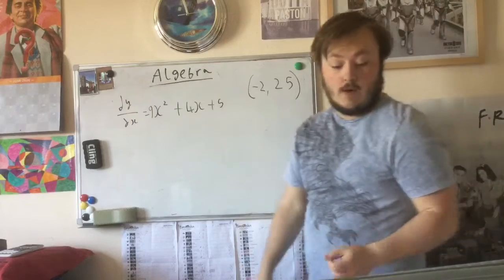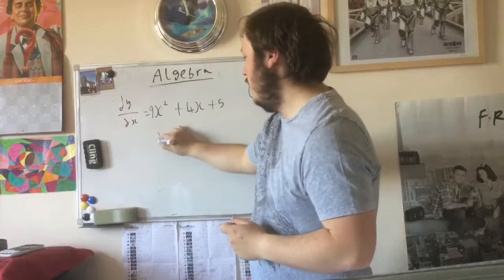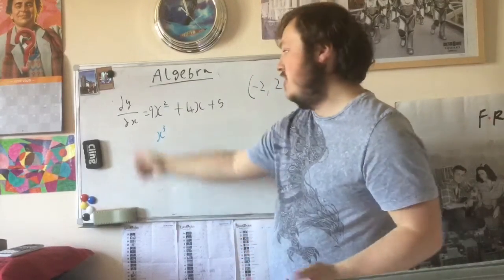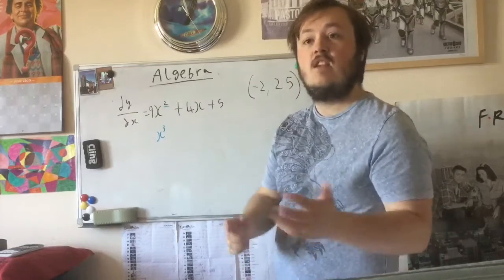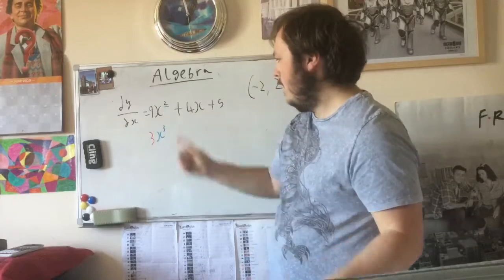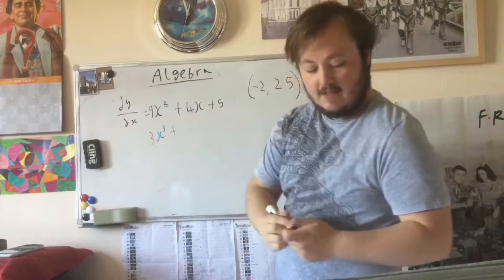So let's integrate this equation first. So we have our coefficient, so we have our x, which we're turning into x to the power 3. And then we divide our coefficient 9 by our new integral. So it's 9 divided by 3. That gets us 3. We now have the 4x. So what we do is we turn that into x to the power of 2.